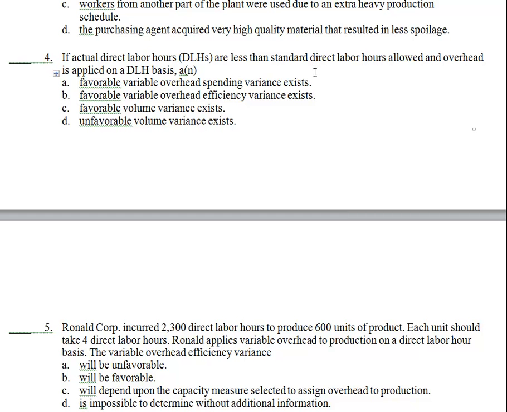So if you have a favorable efficiency variance for labor, you're going to have a favorable efficiency variance for variable overhead, okay? Because the rate is based on direct labor hours. The quantity is the same for both. If the actual direct labor hours are less than the standard direct labor hours, that means it's favorable. That means that it's good. That means that we were efficient. So your labor efficiency variance is going to be favorable, and your overhead variance is also going to be favorable. So they're going to be the same.